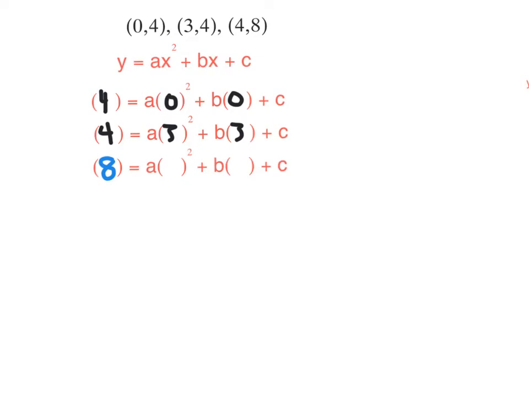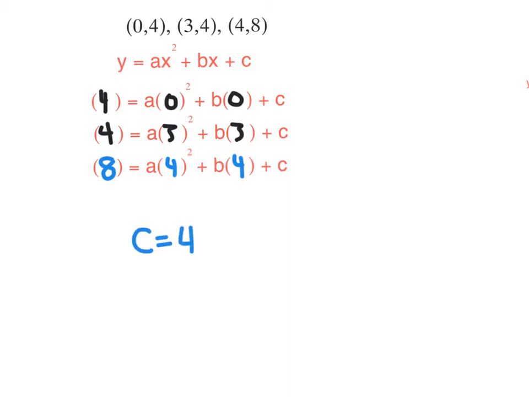And then the x is 4, so you're going to plug in a 4 for this x and a 4 for this one right here. So in reality, by doing that, you create 3 equations. So you have a 3 by 3 system. But instead of x's, y's, and z's, you have a's, b's, and c's. So let me rewrite this 3 by 3 the way it's supposed to be. The first one is just going to be 0 squared, which is 0, a times 0 is 0, b times 0 is 0. So you're just going to have c equals 4.